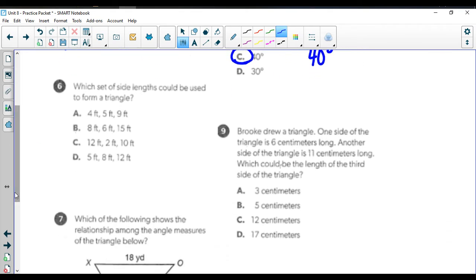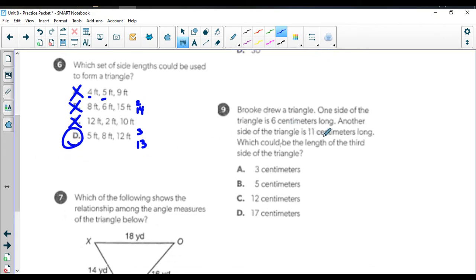Which set of side lengths could form a triangle? So again, first two and then figure out if the third works. 4 plus 5 is 9, so I can tell that that's out right away. 8 plus 6 is 14, and 8 minus 6 is 2. 15 does not fit into that range, so that's out. For the next one, 12 plus 2 is 14, and 12 minus 2 is 10. 10 is a number here, so that's out, and I hope this last one works. 8 minus 5 is going to give us 3, and 5 plus 8 is going to give us 13. 12 is in between those, so that will work here.